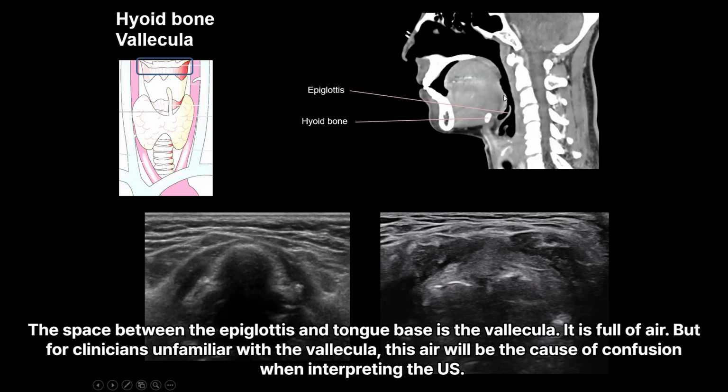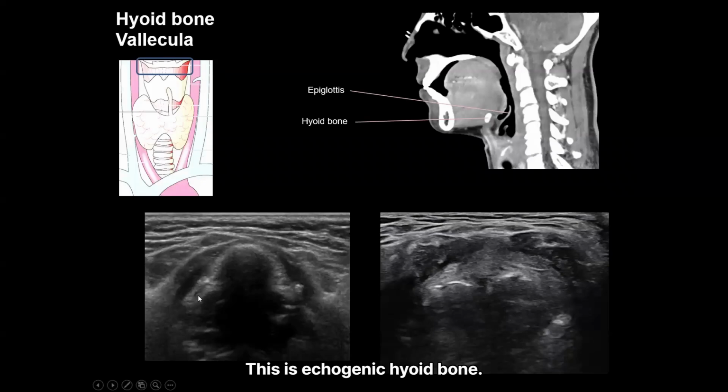The space between the epiglottis and tongue base is the vallecula. It is full of air. But for clinicians unfamiliar with the vallecula, this air will be the cause of confusion when interpreting the US. This is echogenic hyoid bone. This is vallecula with air.